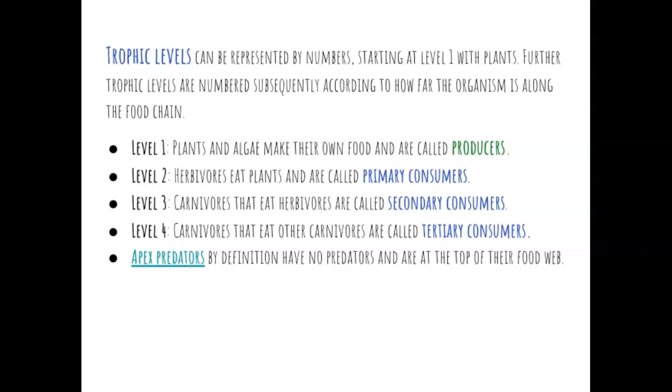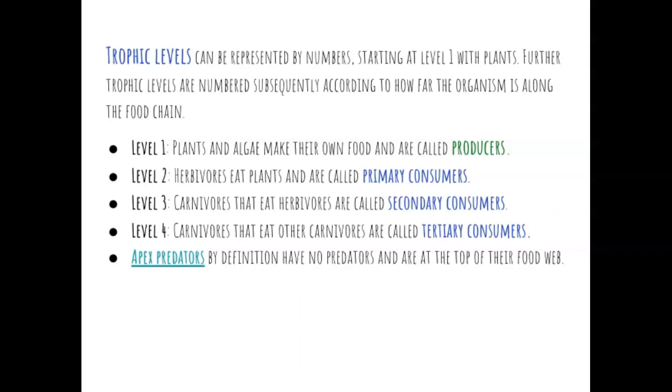So level 2 are primary consumers, which are herbivores that eat plants. Level 3 are secondary consumers, which are carnivores that eat herbivores. Level 4 are tertiary consumers, which are carnivores that eat other carnivores. You can have up to quaternary consumers, which would be one level up from this, and that's usually about as high up as you can go in a food chain.